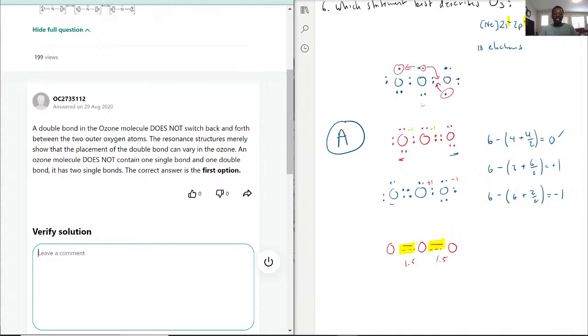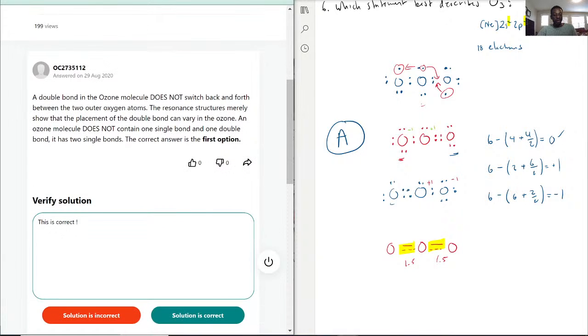It does not contain a single and double bond. It's kind of just a mixture. It's more so 1.5 bond. So this is correct.